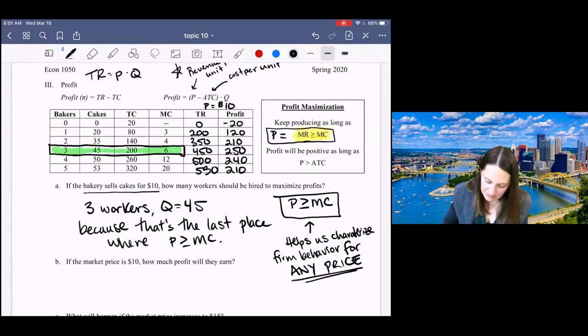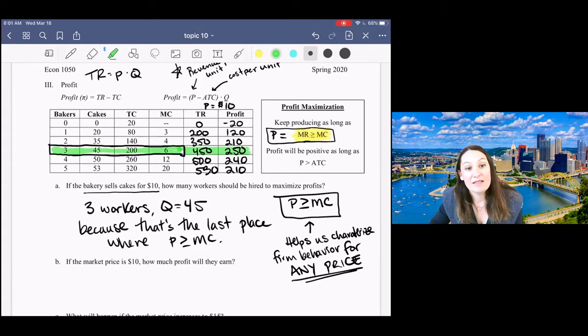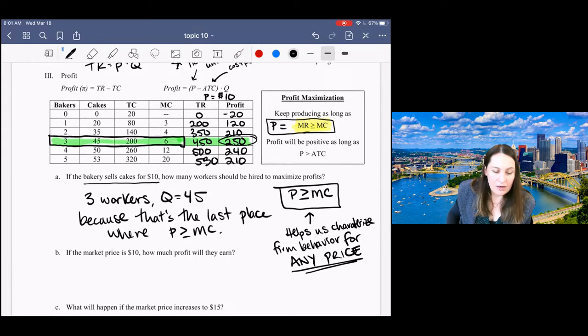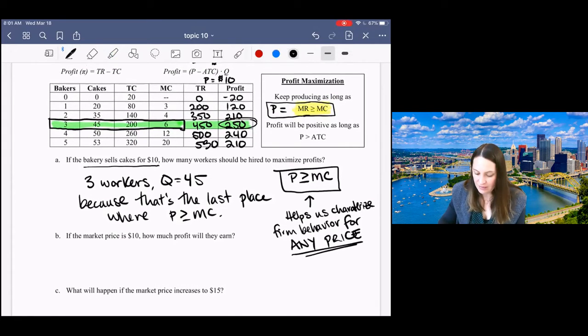So now you can see, yes, if the price is $10, this is the point of production that gives us the highest level of profits. Right? 250 is the highest of all of these profits. Okay? So normally in a problem, I would not have you calculate profit for all of these points. I'm doing that here to show you that this amazing decision rule works, okay? And we're gonna use this to help us solve all of our problems.